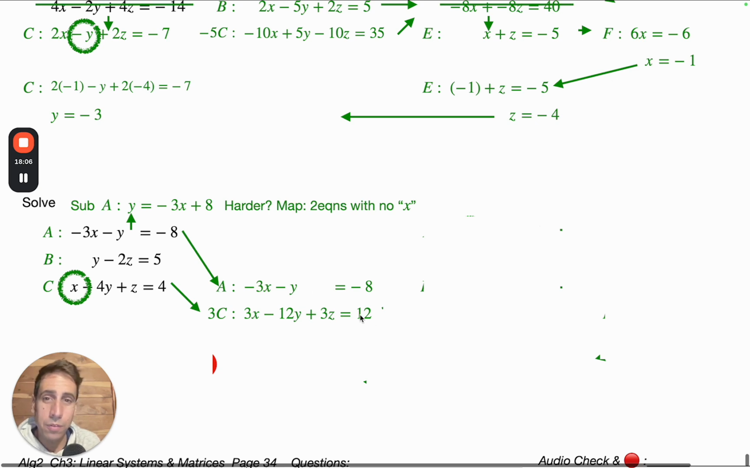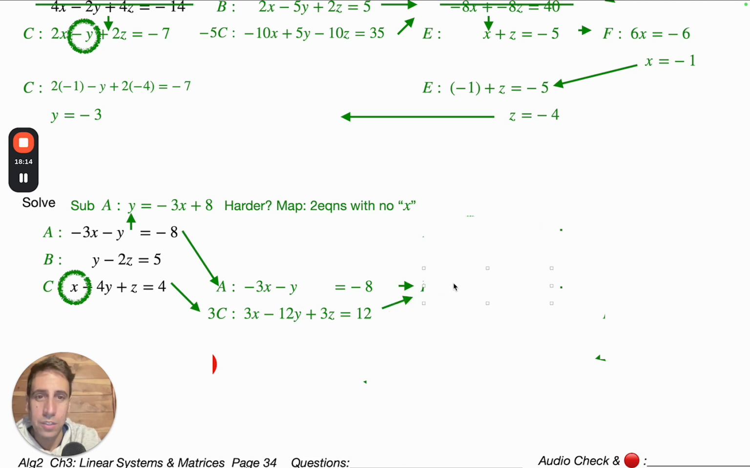And now when I add these two together, I get something that will eliminate the x's, and I'll have an equation with no x that only has y and z. Minus y and minus 12y is minus 13y, and then there's no z term here, and then the 3z, I'm just going to keep the 3z here. A little tricky. Minus 8 plus 12 is 4.